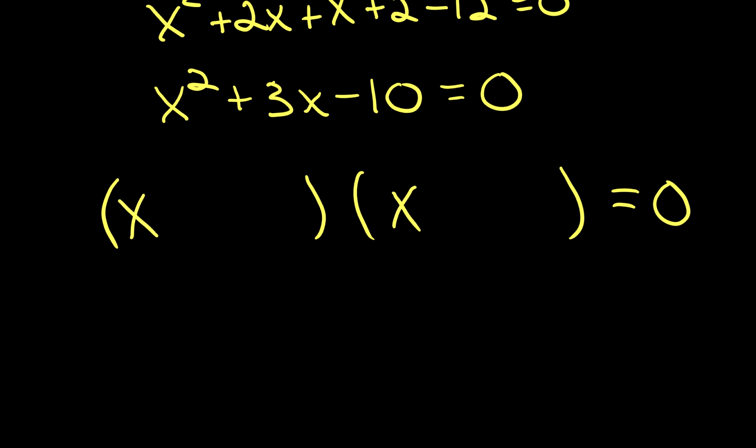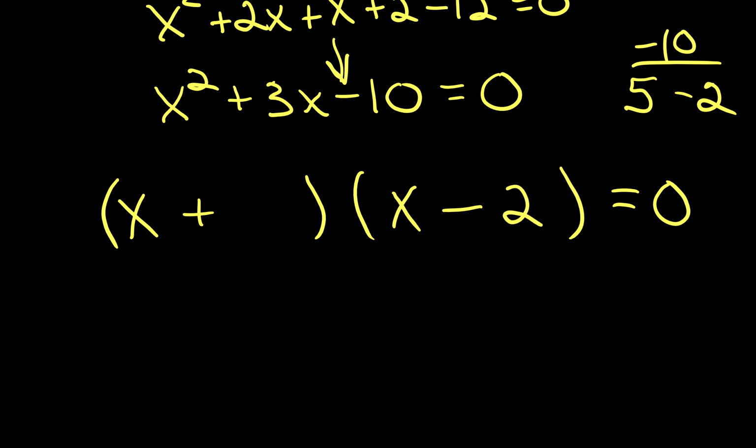X positive times what is a negative? Negative. Positive times a negative is a negative here. Okay, so that's right. And then I've got factors of negative 10 that add up to be positive 3. Well, 5 and 2. And which one of these numbers is going to be negative? I need a positive 3x in the middle, so the 2 must be negative. So I'm going to put the 2 with the negative in the parentheses here and the 5 here.